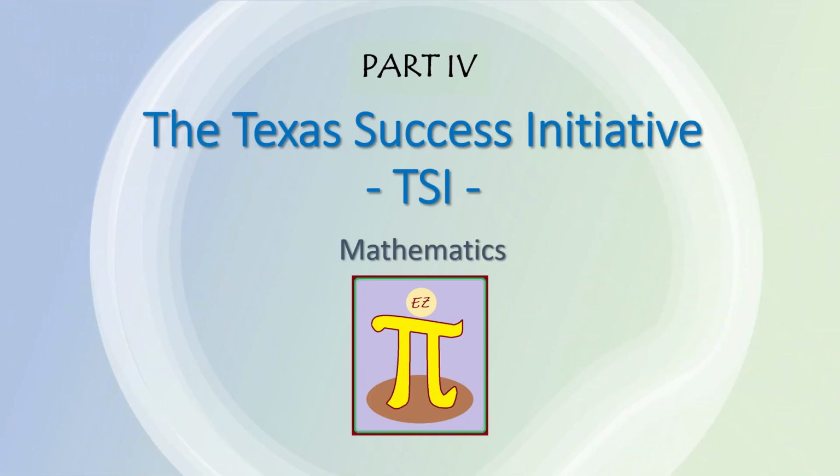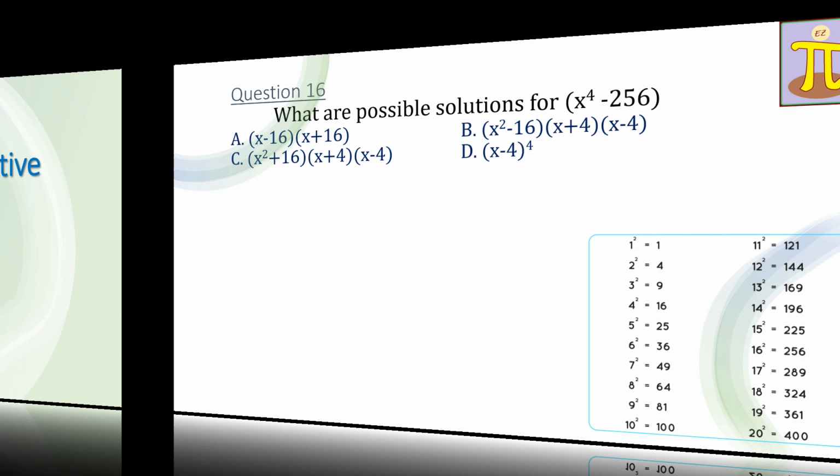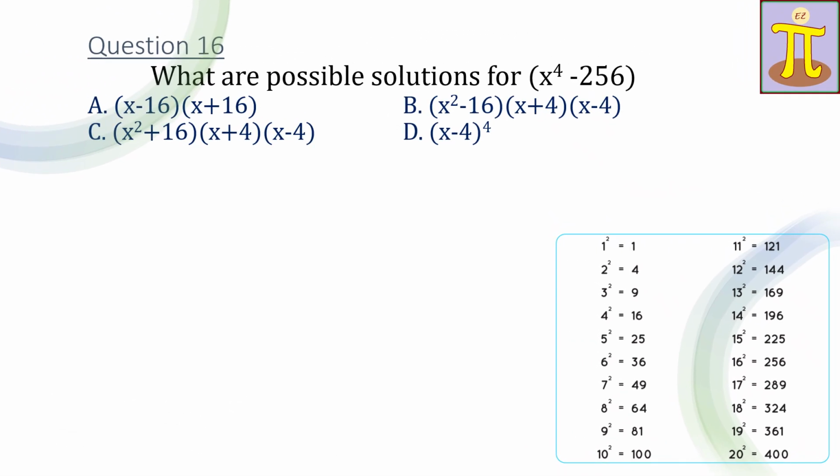This is part 4 of the TSI practice test for mathematics. Question number 16. What are possible solutions for x to the power of 4 minus 256?